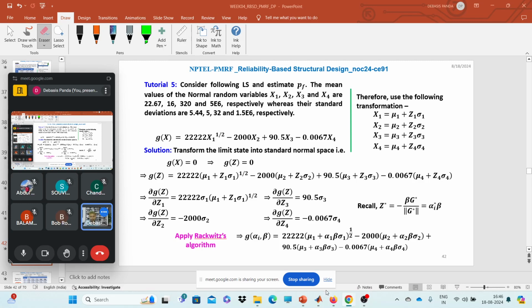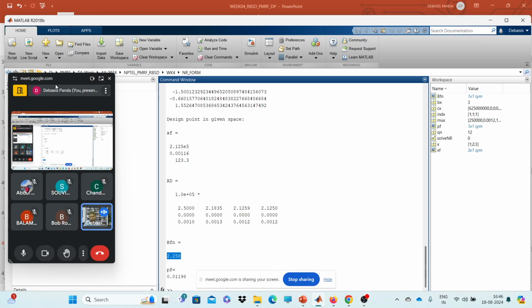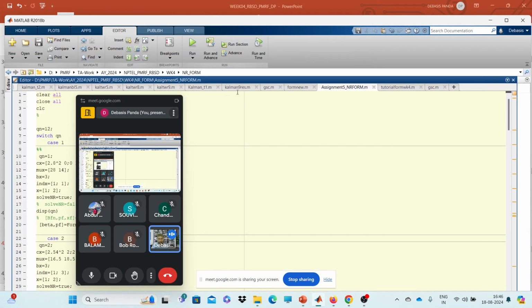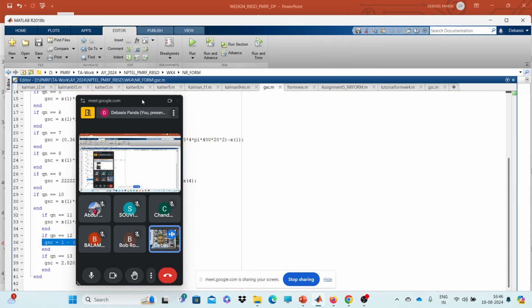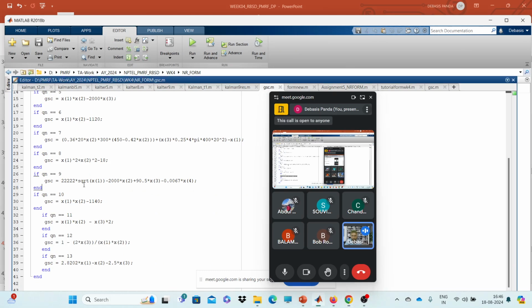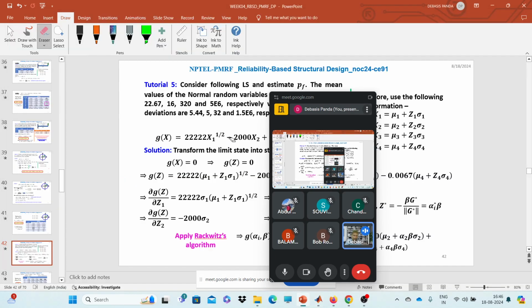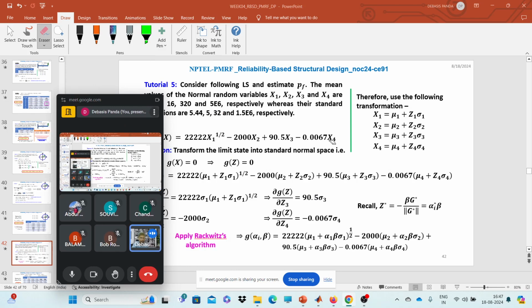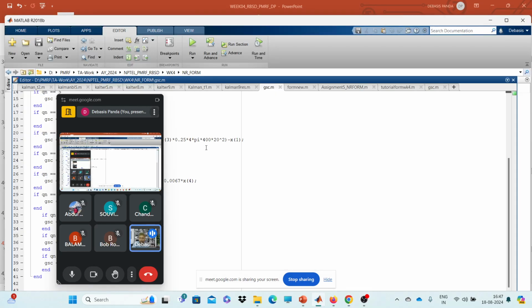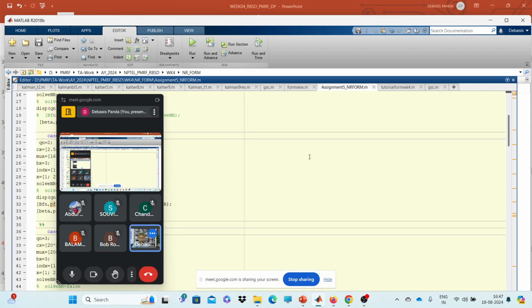Let's solve this problem. If we want to solve it, first we need to define the limit state here. I think I have defined the limit state here. Question number 9, you can see the limit state is defined. Square root of 2, square root of this 200 into x2, 5 into this, 90 into x3 and 5.4 into this. And the corresponding mu and sigma values, just carefully get them from here and put them there.